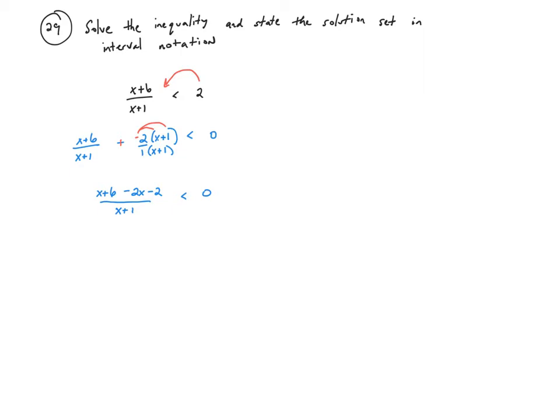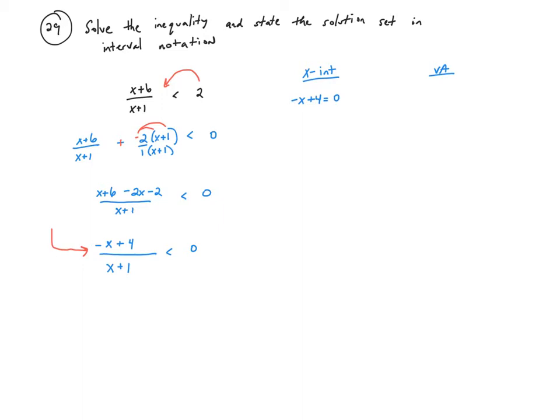That fraction is less than 0. Combine like terms and get (negative x plus 4)/(x plus 1) is less than 0. So now the problem should be a little bit more clear. We're trying to find all of the x values where this fraction is less than 0. In order to do that, we're going to find the key points. That is, we're going to find the x-intercept and the vertical asymptotes.